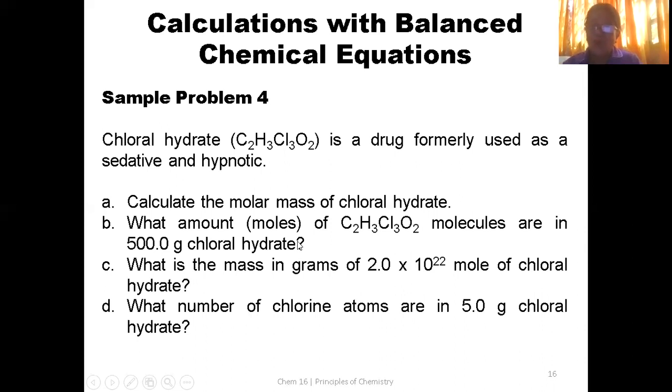Letter B, the amount of moles of C2H3ClO3 molecules are in 500 grams of chlorohydrate. The letter C, what is the mass in grams of 2 times 10 to the power of 22 mole of chlorohydrate? And the last one, what number of chlorine atoms are in 5 grams of chlorohydrate?